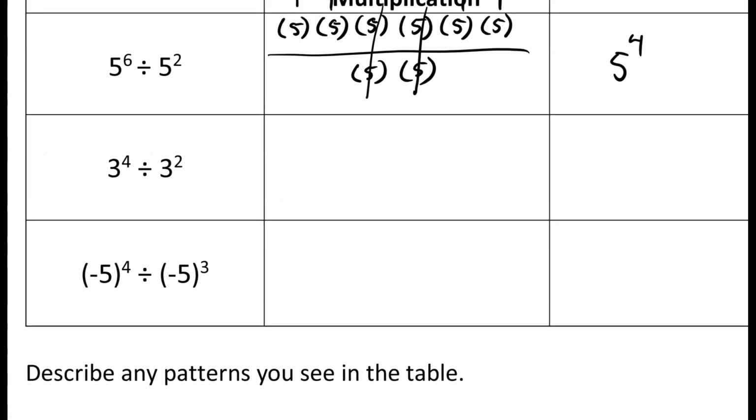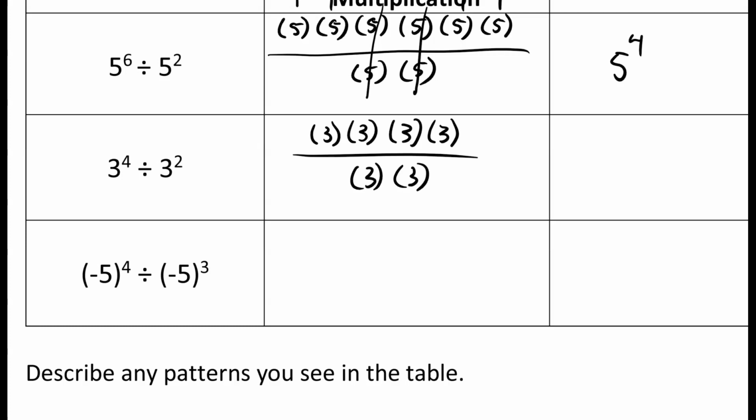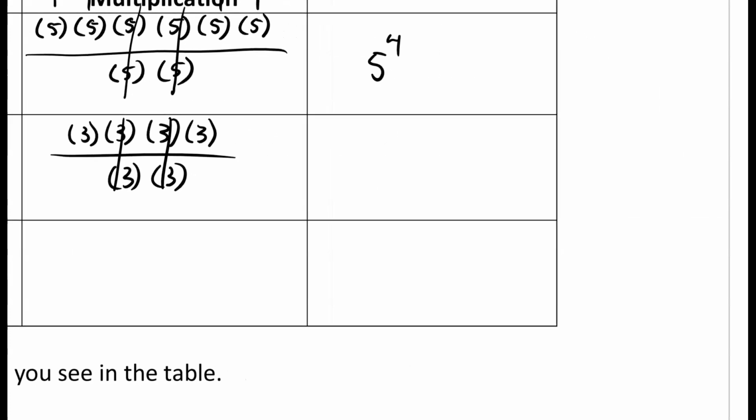In the second example here, we have 3 to the power of 4 divided by 3 to the power of 2. 3 to the power of 4 is 3 multiplied by itself 4 times, divided by 3 to the power of 2, which is 3 multiplied by itself 2 times. You can cancel out above and below the division sign. And what we are left with is a base of 3 and an exponent of 2. You could have also looked at it as 3 to the power of 4 subtract 2 equals 3 to the power of 2.